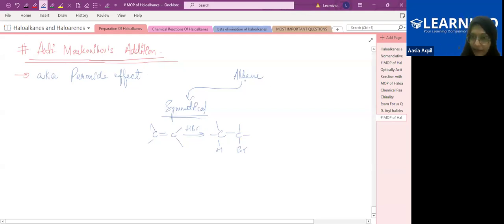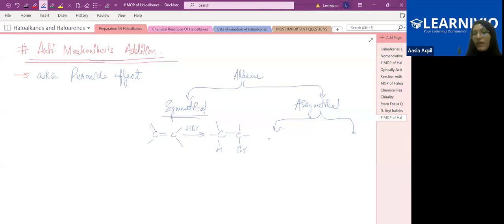But if the alkene is unsymmetrical or asymmetrical, there are two rules. So if it is asymmetrical, there are two rules.